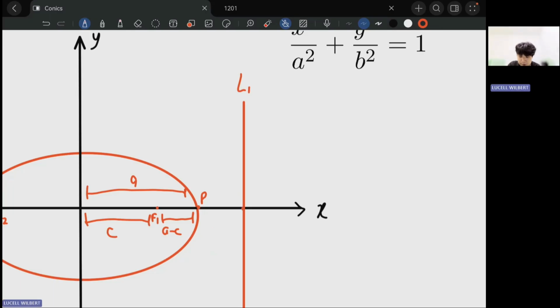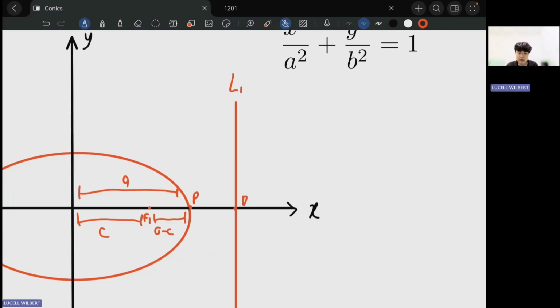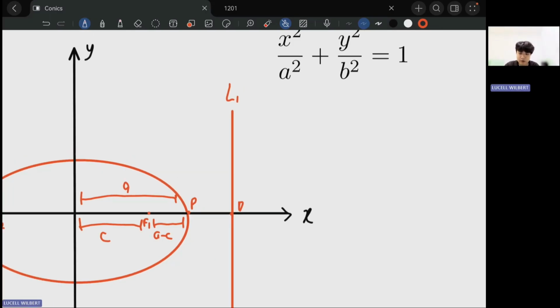Let one point right here be D, and we are given the formula of the foci, which is plus minus a times eccentricity, comma 0. Because we let c be the distance from the center to the focus, therefore c equals a times e. Or we can write it as e equals c over a.